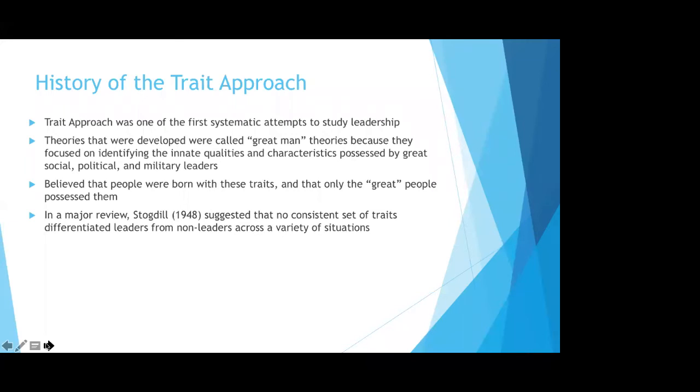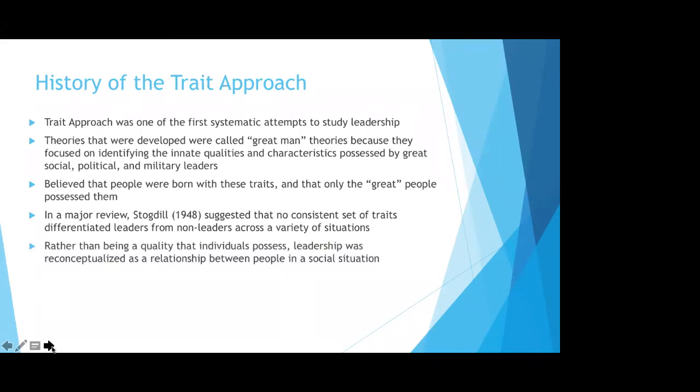So there's a major review done by Stogdill in 1948, and it suggested that there are no consistent sets of traits that differentiated leaders from non-leaders across a variety of situations. So rather than being a quality that an individual possesses, leadership was reconceptualized as the relationship between people in a social situation. After that major review, they found that there was no validity really in traits being an effective marker to tell if someone is a good or bad leader, or if you can be a leader.